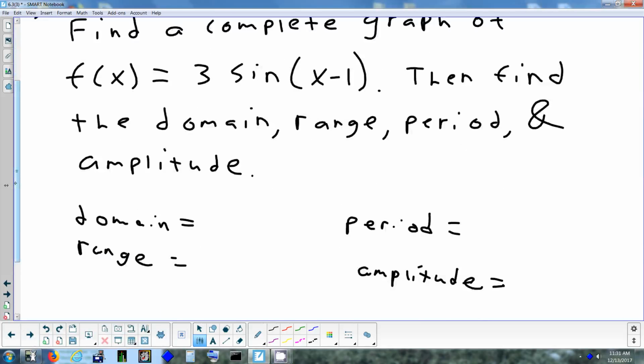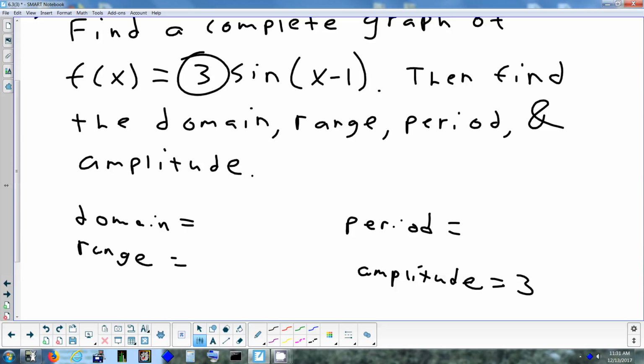All right, so let's take a look. Is there any one of those 4 things that somebody could tell me you didn't even really need a graph to do it? Mina? The amplitude. Yeah, what's the amplitude? 3. Right? Amplitude is the absolute value of the number in front. There's your amplitude. Anything else you can tell without graphing?